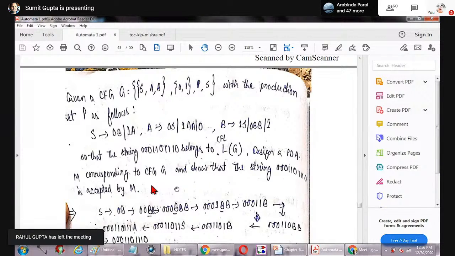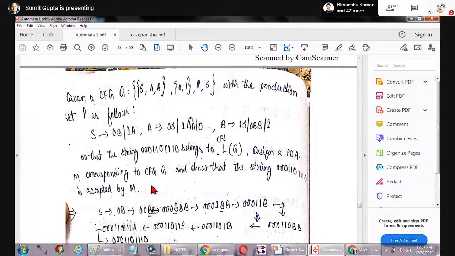Okay, show that the string 000110110, this is a given string, it belongs to the context-free language L of G. We have to show this one first, and next we have to design a PDA corresponding to this given grammar and show that it is accepted by the machine. So this is a long process.